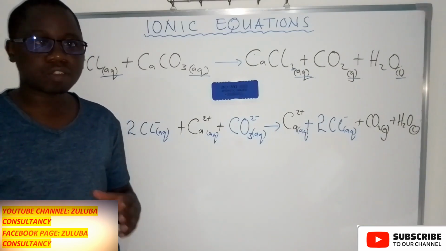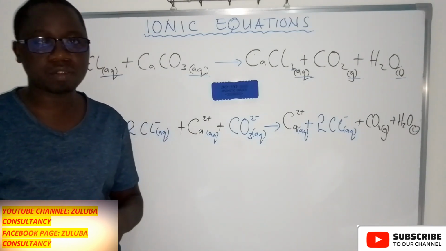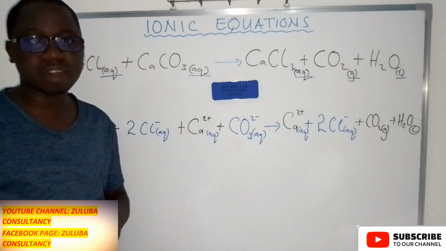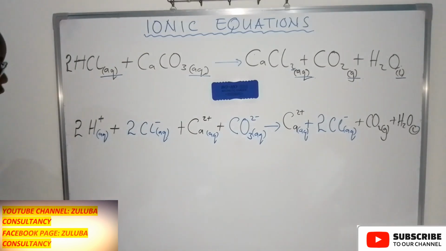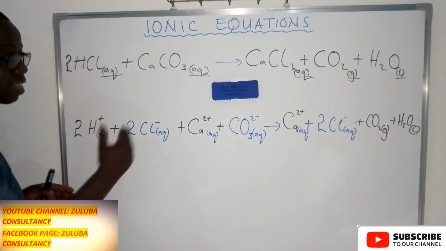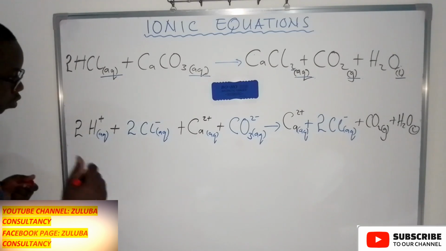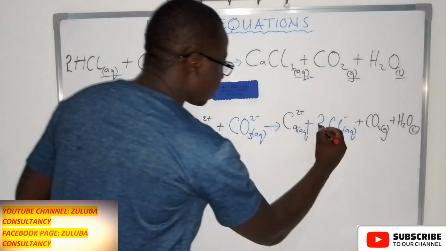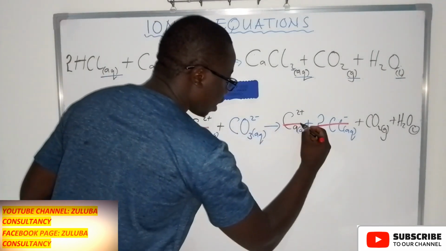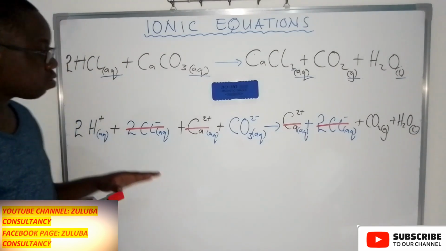Step 3 tells us that we need to cancel out spectator ions. What are spectator ions, one can ask? Spectator ions are basically ions that are appearing on both sides of our equation. So let's look at the equation that we have. Are you able to see what ions are on the reactant side that are also appearing on the product side? Let's start with the first one. Are you able to see this chlorine, that it is also appearing this side? Are you also able to see this calcium, that it is also appearing this side? So these two ions then qualify to be called spectator ions in this equation.